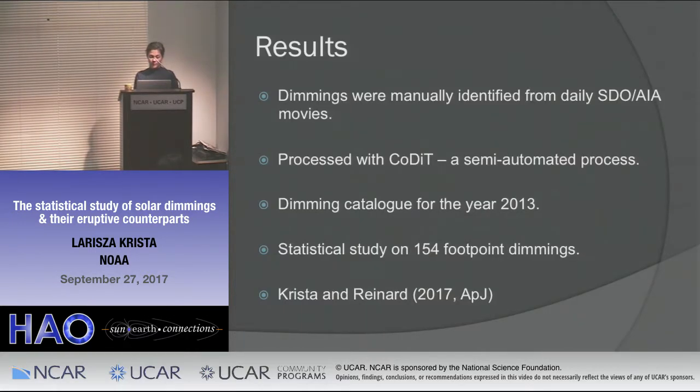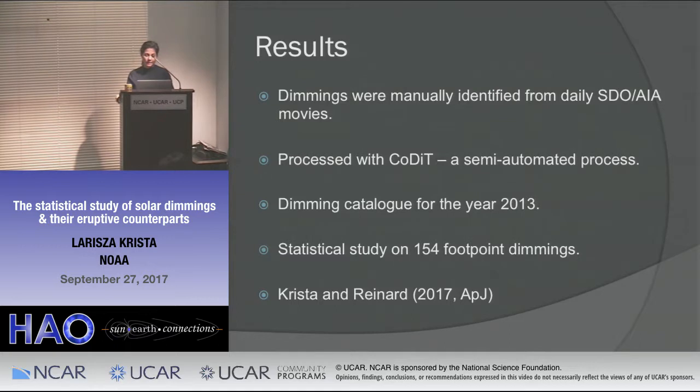So all in all, the statistical study that I did was for 2013. In this 1 year, 154 foot point dimmings were identified. The identification was done manually. So I looked at daily movies for every single day and created a catalog of each dimming. And then after that, I ran the algorithm by clicking and pointing at the right frame. And then the algorithm did the analysis for that specific dimming. So that was done for 154 dimmings.